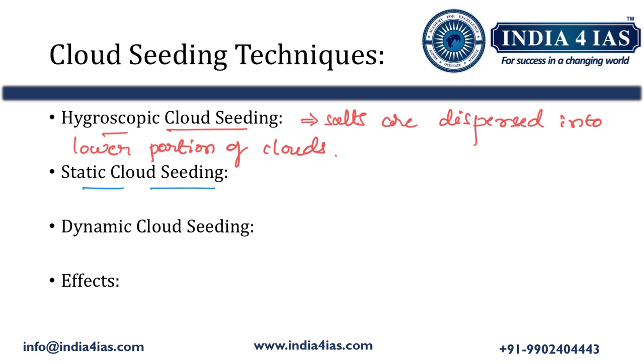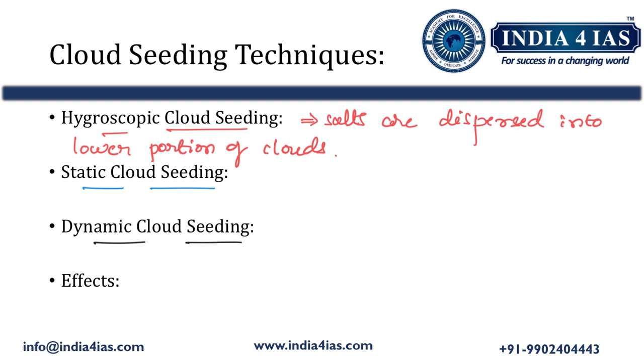The third technique is dynamic cloud seeding. In dynamic cloud seeding, it aims to boost vertical air currents, which encourages more water to pass through the clouds, translating into more rainfall. The process is considered more complex than static cloud seeding because it depends on a sequence of events which work properly. So these are the different kinds of cloud seeding techniques.